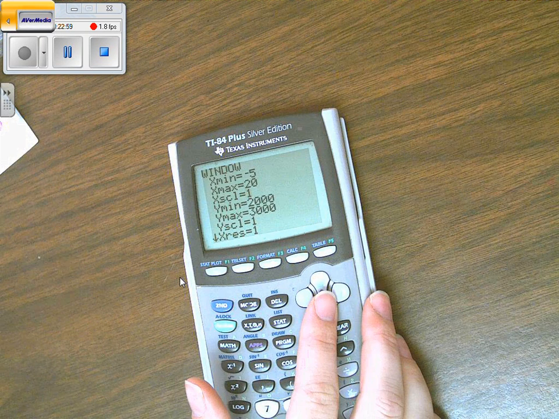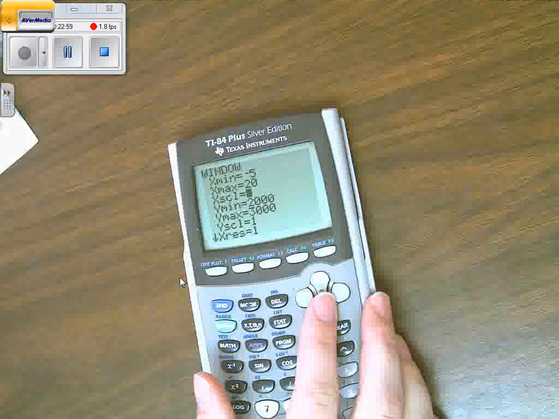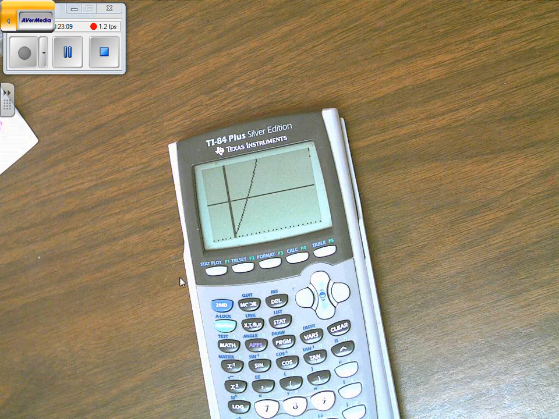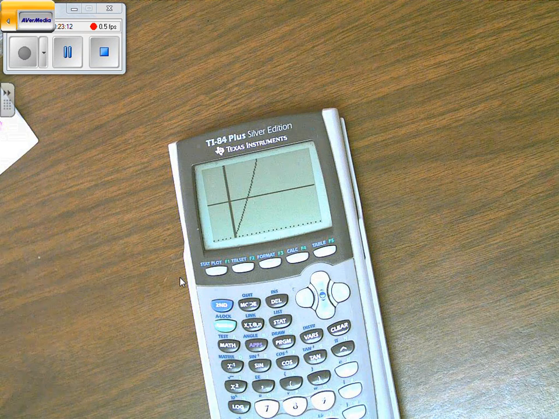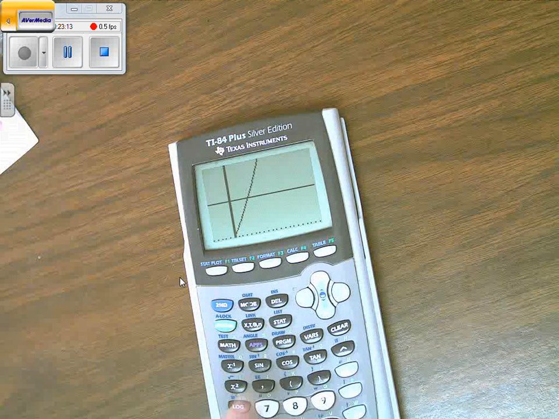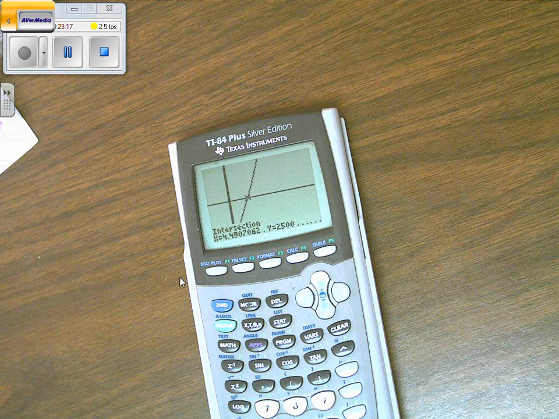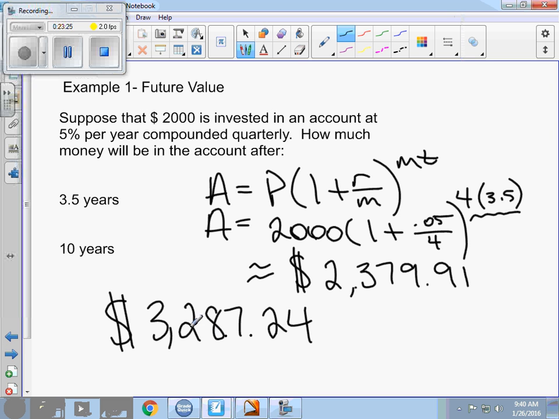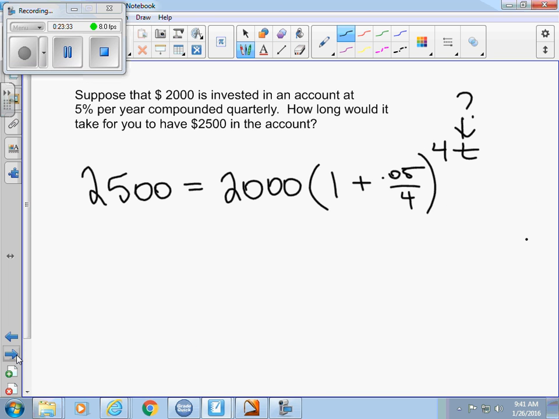So it's going to take me longer than that, right? To get to 2,500. So I've got 0 to, or negative 5 to 20. We'll see if it works. If not, I'll adjust my window accordingly. Did I find the intersection? Yeah. Second, trace 5, push enter 3 times, and I get, hold on, what did we say after 10 years? Oh, after 10 years it was 3,200. That makes more sense. After 3.5 years it was 23. That's okay though, we made it a little too big. That's not a problem, right?